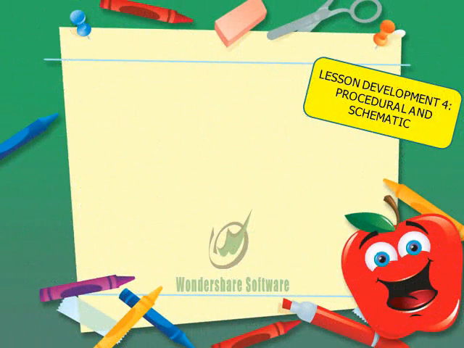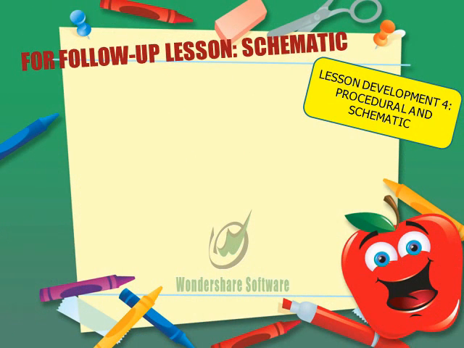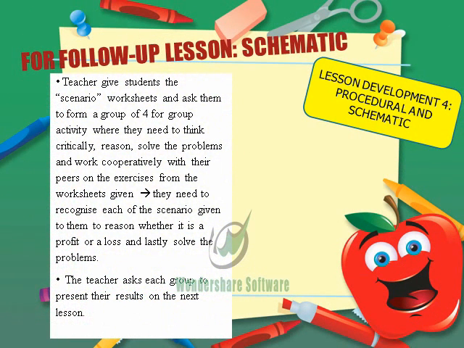For the follow-up lesson, which is on schematic knowledge, the teacher will give students the scenario worksheets and ask them to form a group of 4 for group activity, where they need to think critically, reason, solve the problems, and work cooperatively with their peers on the exercises from the worksheet given. So from the worksheets, they need to recognize each of the scenarios given to them, to reason whether it is a profit or a loss, and lastly solve the problems.